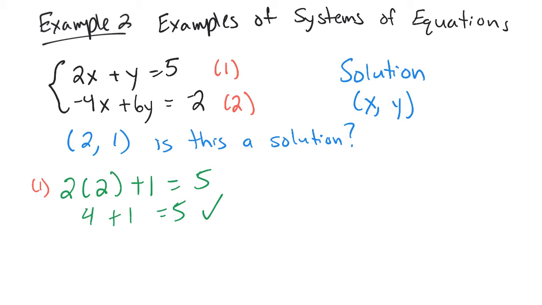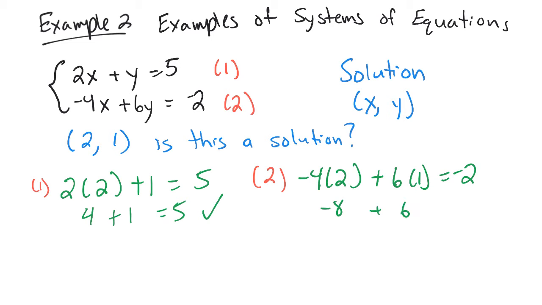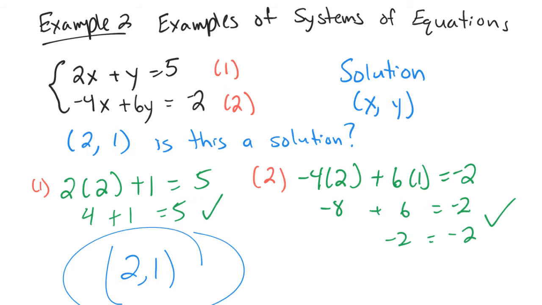Let's see if it works in the second equation though. So do equation 2. We have negative 4 times 2 plus 6 times 1. Does that equal 2? Let's see, we've got negative 8 plus 6, which is negative 2. So this one works as well. So in this case, our 2 comma 1 would be our answer, or our solution of our system of equations.